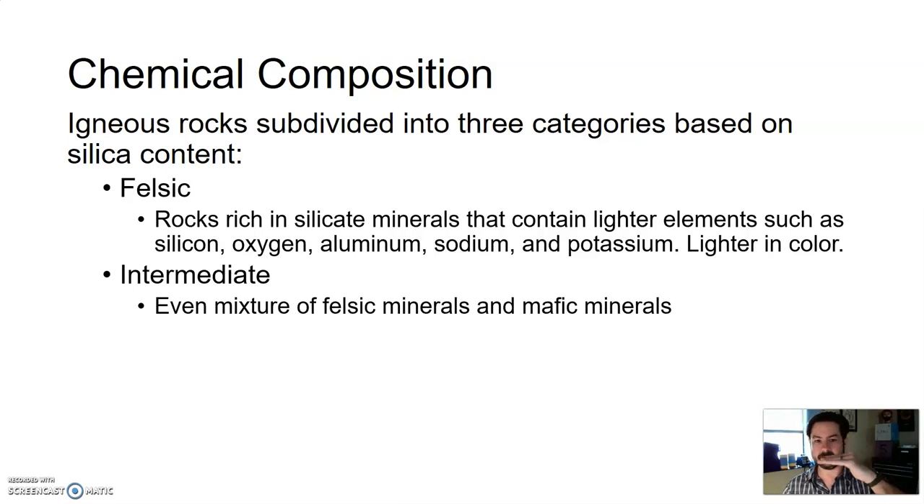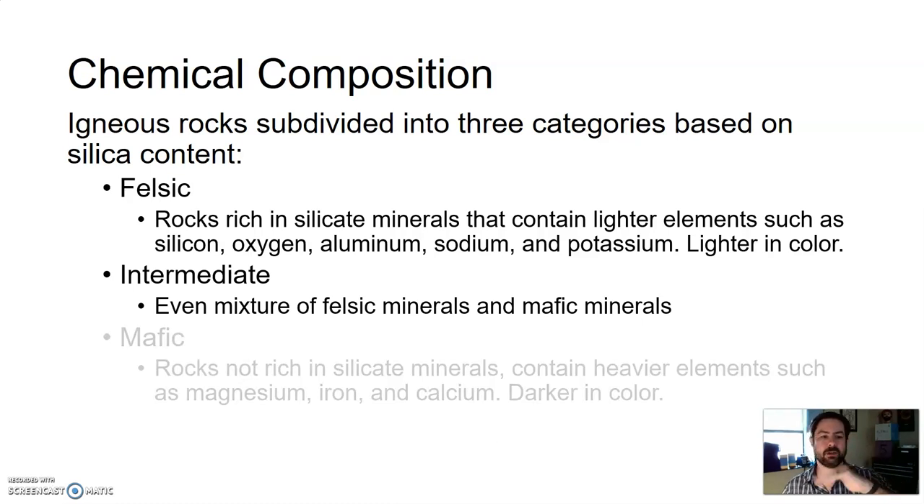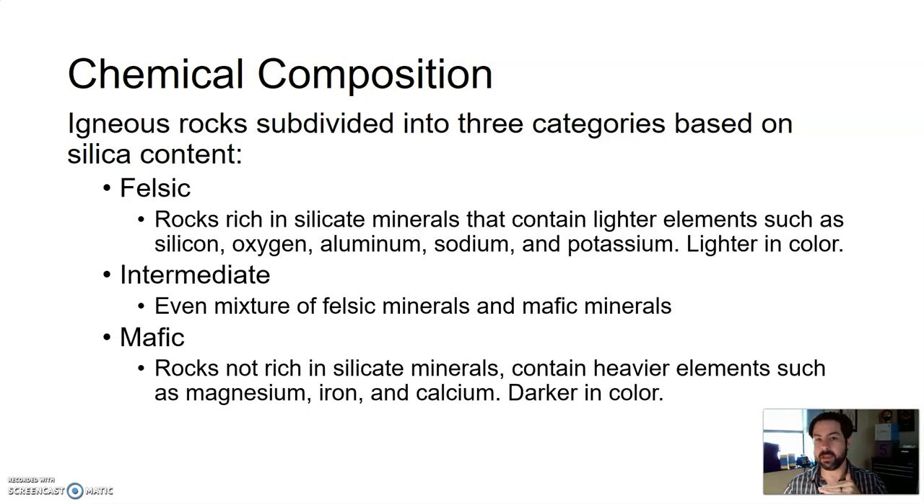Then intermediate, a little bit further down. Well, let's jump down to mafic. Mafic igneous rocks are not rich in silicate minerals, and they contain heavier elements like magnesium, iron, calcium. This material, since it's heavier, comes from a little bit further down in the earth, so kind of that upper mantle area. These elements are darker in color, therefore the rocks are also darker in color. So if you see a dark igneous rock, it's most likely mafic, and that's telling you it formed from melted material a little bit further down, towards the upper mantle area.